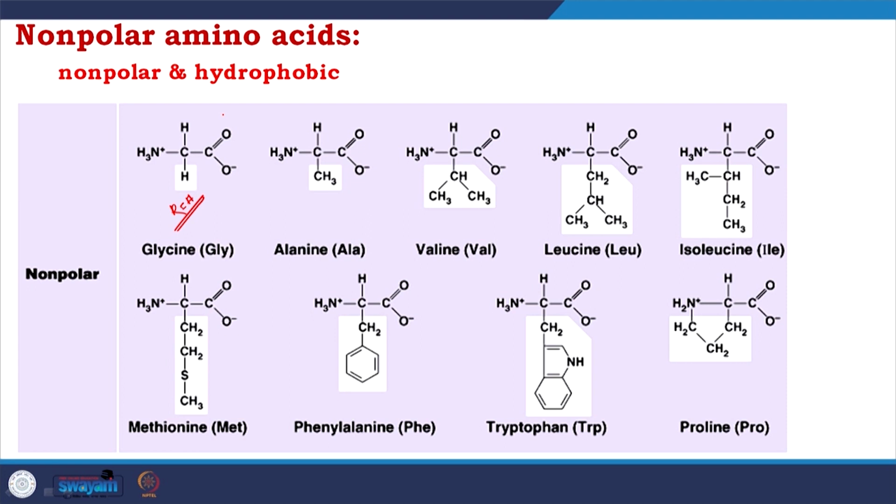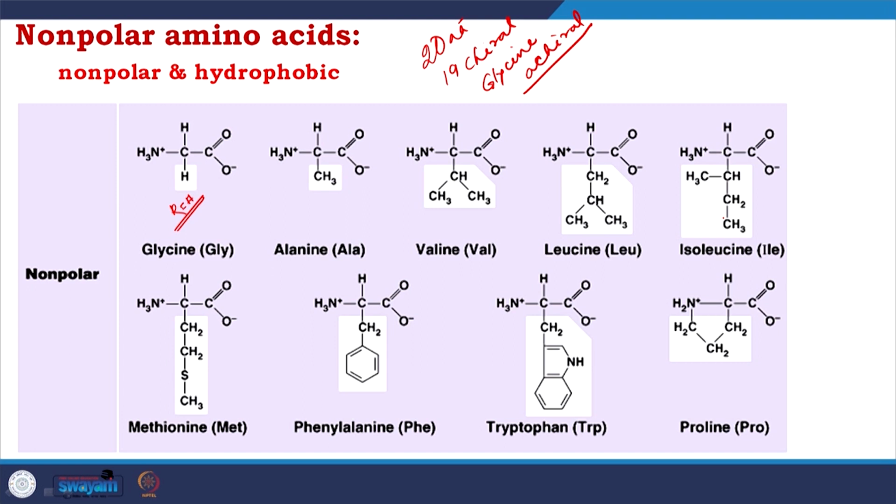Alanine has a CH3, so it differs from glycine and it is chiral. So, among the 20 amino acids, 19 are chiral. Only glycine is achiral. Valine has CH3, leucine has CH2 CH3, isoleucine has the same structure as leucine, but the CH3 group is shifted, CH3 CH2 CH3. Methionine has a sulfur group in it, but in spite of having that sulfur group, it is not polar because of the presence of a methyl group after the sulfur.